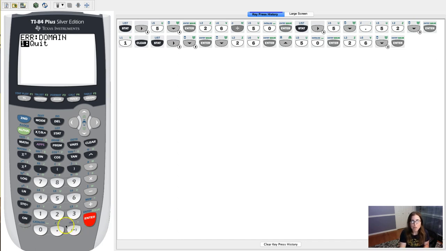So just be on the lookout for domain errors that pop up when you are running this one sample prop Z test, or again, like I said, a prop interval, or you could go with the two sample version.